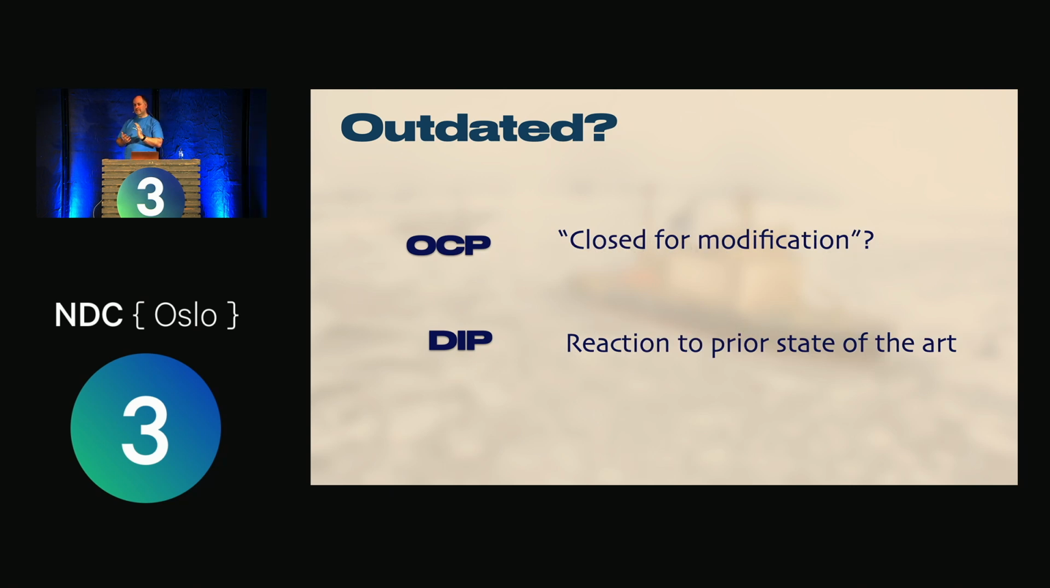What about the fact that maybe some of them are outdated? We already looked at OCP, the closed for modification part. I think we can agree that that's not really the spirit of Agile these days. And dependency inversion, again, it's outdated in the sense that we've moved on from what we're inverting. We don't want to go back to that.